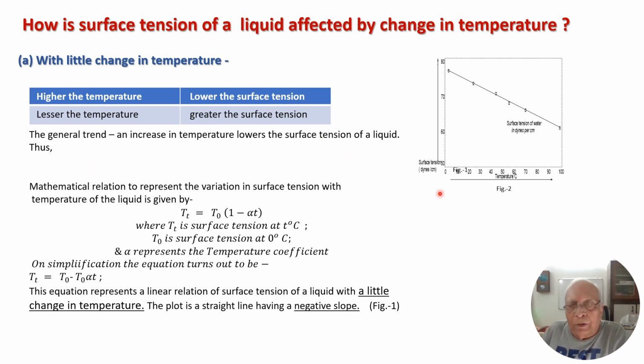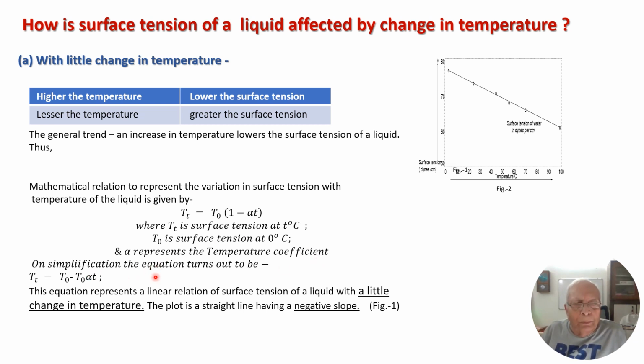And if you plot surface tension with temperature, here is a graph, we find that there is a straight line with a certain slope. But this occurs only when there is a little change in temperature, not a sudden large change in temperature. And a mathematical relation can be given like this: Tt is the tension at temperature T. T naught is the tension at 0 degrees Celsius, and alpha is the temperature coefficient.